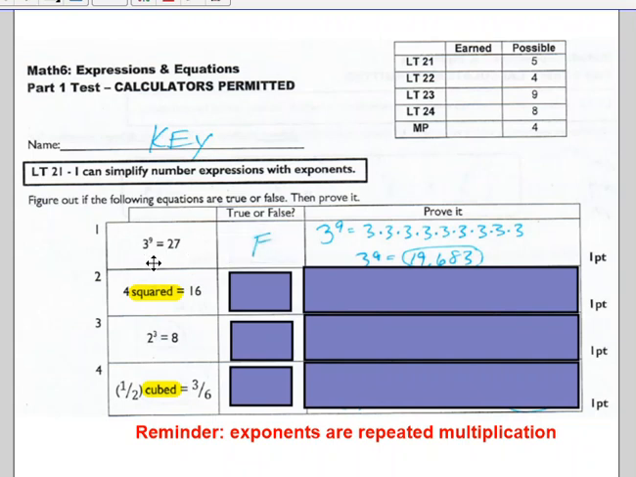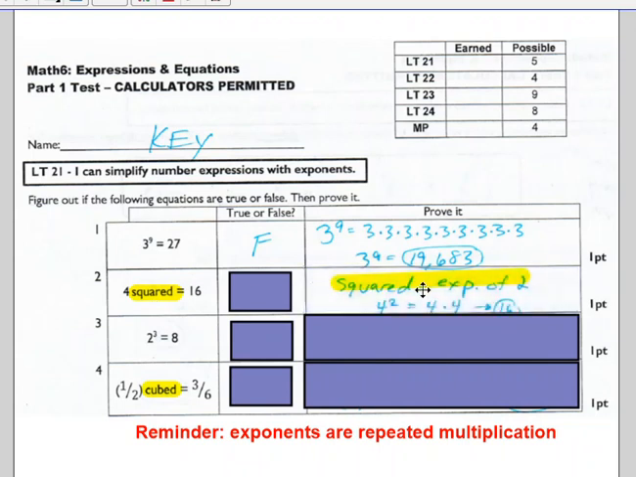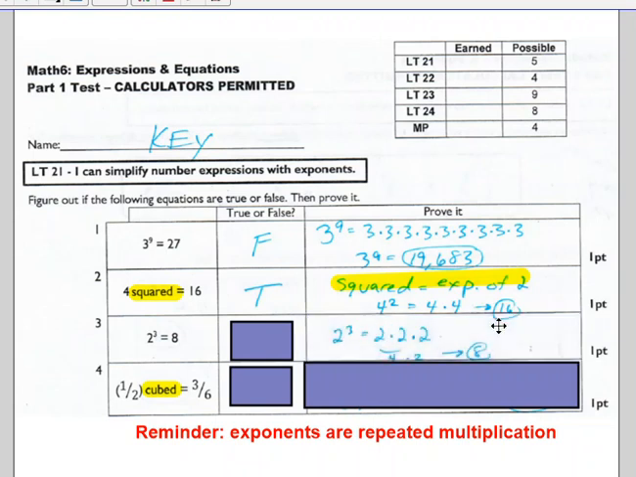If you thought it was 27, then my hunch is you just multiplied 3 times 9 and you got 27. But that's not what this is really representing. It's representing this right here, 3 9 times. In the second one, you had to know that squared means that your exponent is 2. So this is really 4 with an exponent of 2, 4 to the 2nd power, okay? And if you multiply that out, you get 16. So that one was good. That was true. In the third one, 2 to the 3rd power, well, that would be 2 multiplied 3 times, 2 times 2 times 2, and we get 8, which is what the problem said. So that is also true.